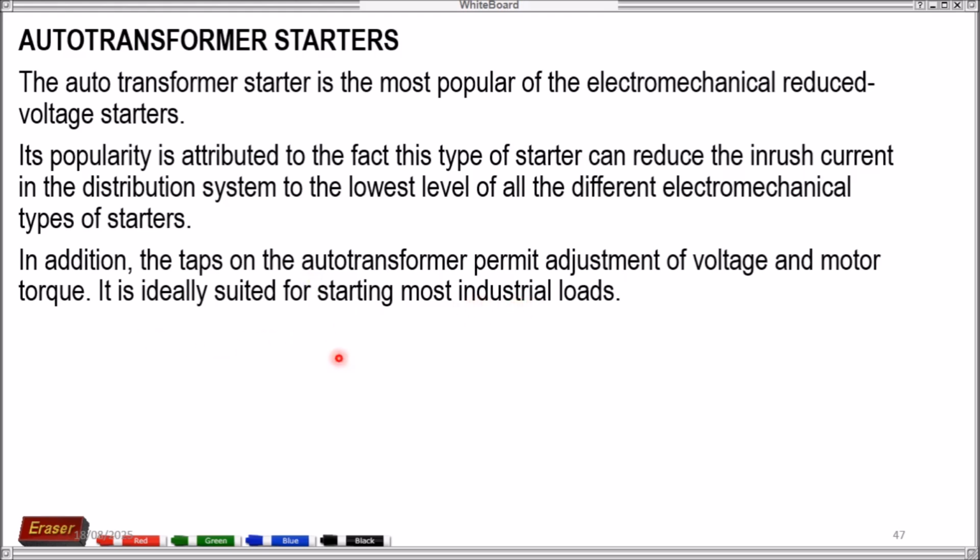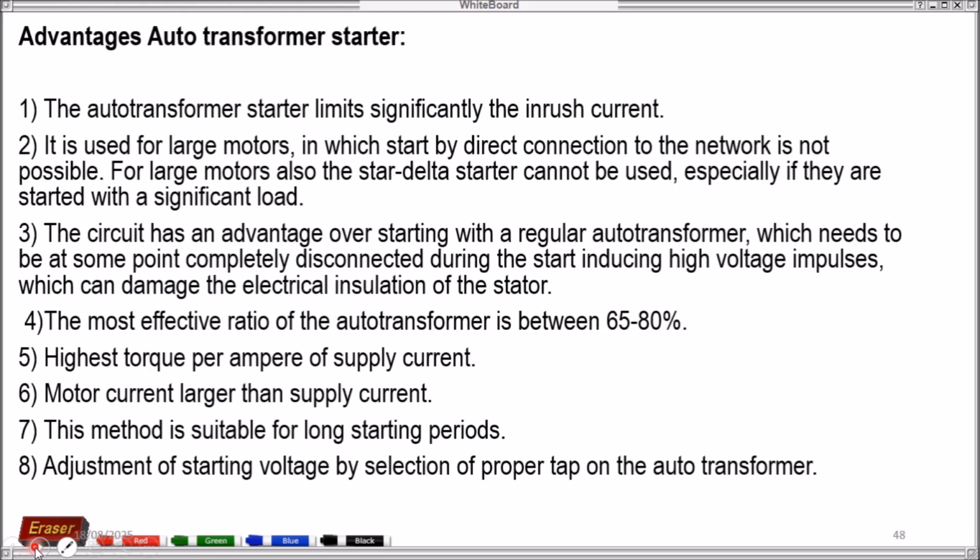and it is suited for starting most industrial loads. Okay, the advantage: the transformer starter limits significant inrush current, of course, kasi kinokontrol natin yung voltage ng ating motor. So it is used for large motors in which starting by direct connection to the network is not possible.